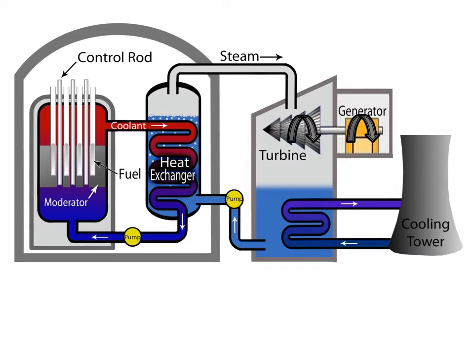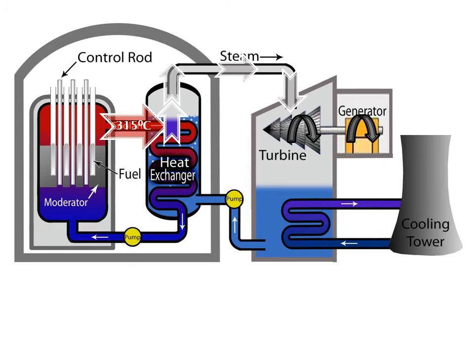When the coolant enters the heat exchanger, it is at a temperature of around 315 degrees Celsius. That is hot enough to boil water in the heat exchanger. Once the water is turned to steam, the steam pushes the blades of a turbine, causing it to spin. The turbine is connected to the generator, and when the generator spins, it creates electricity.